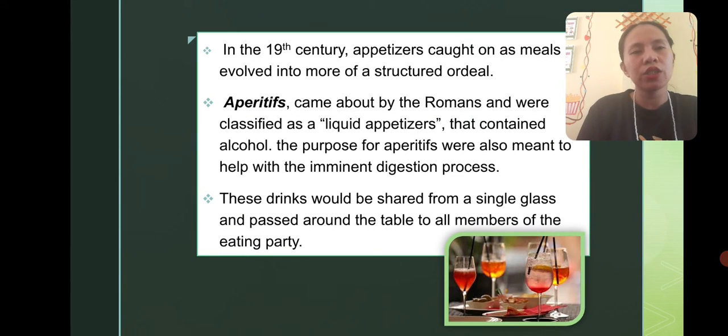In the 19th century, appetizers caught on as meals evolved into more of a structured ordeal. Aperitifs came about by the Romans and were classified as liquid appetizers that contained alcohol. The purpose of aperitifs was also to help with the imminent digestion process. And these drinks would be shared from a single glass and passed around the table to all members of the eating party.